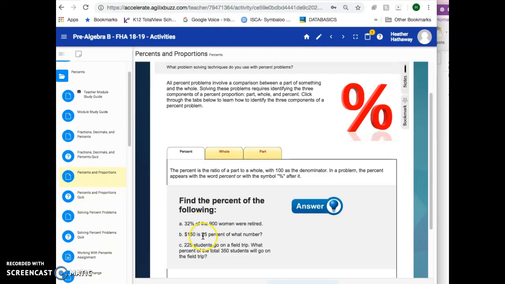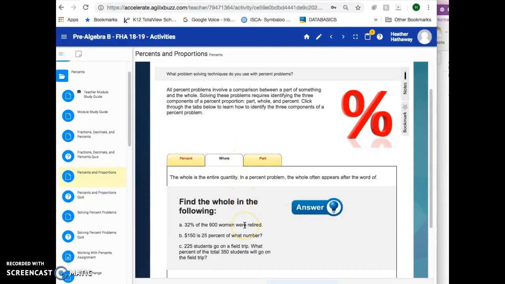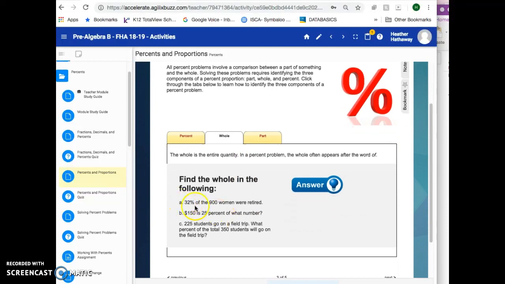Where's the percent here? 25, right? 225 students going to a field trip, what percent? So try to do this on your own, then click the answer, and again, it's just asking for the percent. So it's just trying to get you to identify those parts of that equation. And now it's going to try to get you to identify the whole.